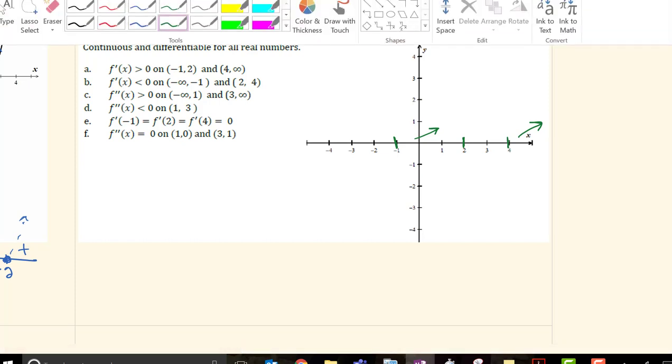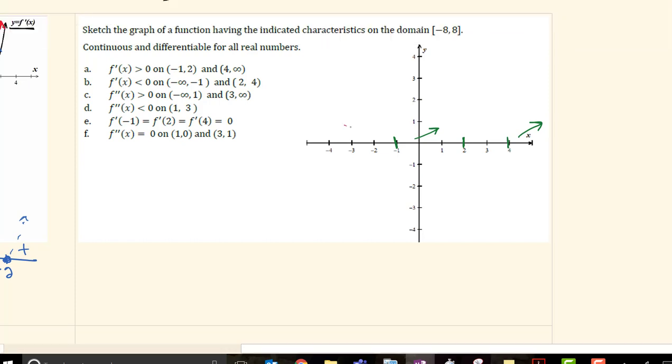We are less than 0, which means I'm decreasing from negative infinity to -1, and then also from 2 to 4. So this starts giving me a good idea. All right, my graph is going to dip down something like this. Look kind of like a U or a W almost.